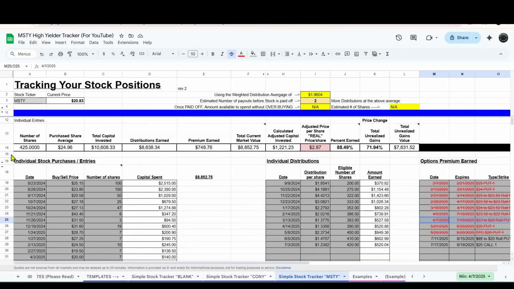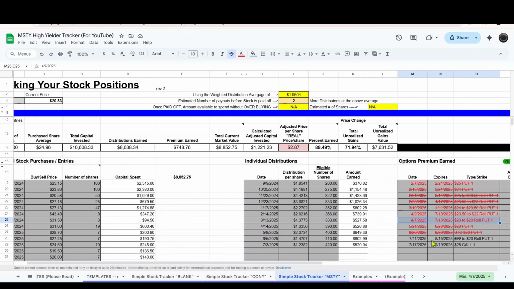And at that point, I can then roll all of the distributions back in and start building up my share count, just like everybody else is. But for that one, I ended up rolling it out and down in strike. So I rolled it out to August 15th from a 22 down to a 20 put.